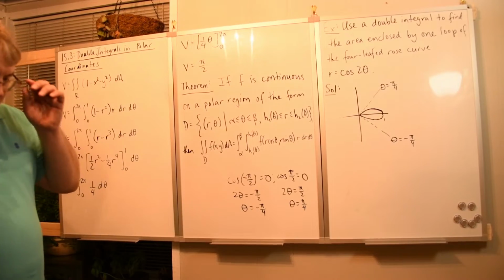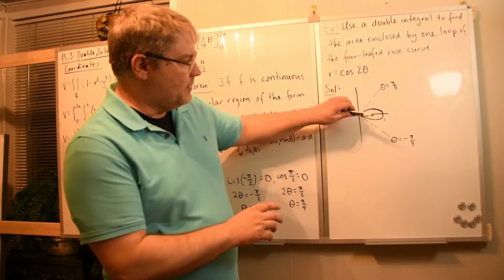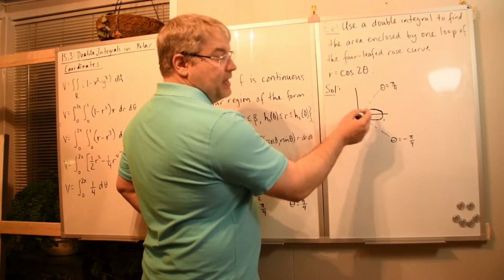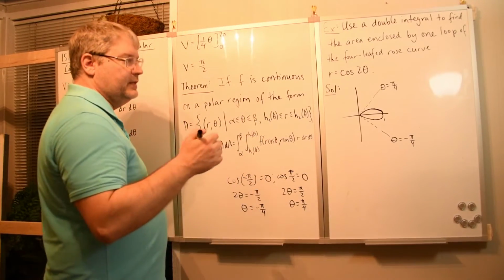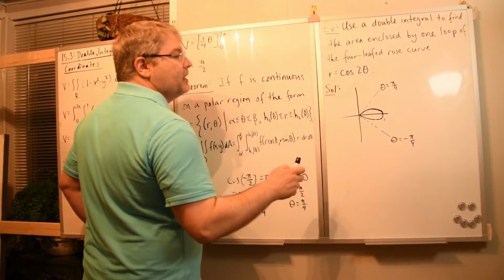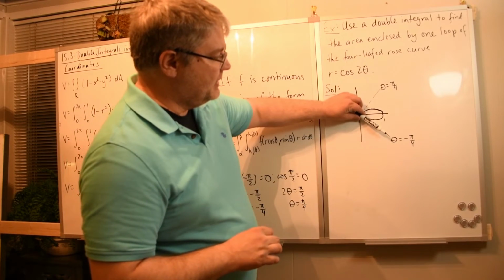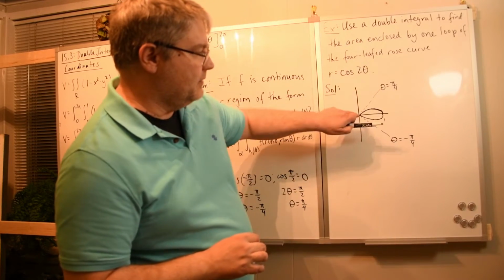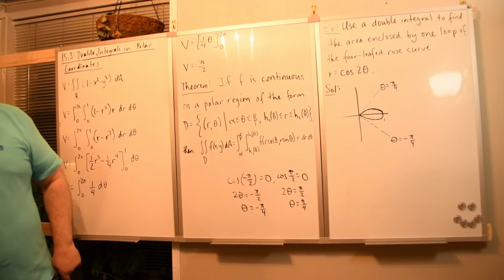Now we can use symmetry to our advantage. For example, we know that as theta ranges from 0 to pi over 4, we will be taking a look at the area that's in the top half of that loop. We can do that if we want to. We can take a look at that area and then double it. Or we can simply take a look at going from theta equals negative pi over 4 to theta equals positive pi over 4, and the loop will get traced out as theta ranges over those values.